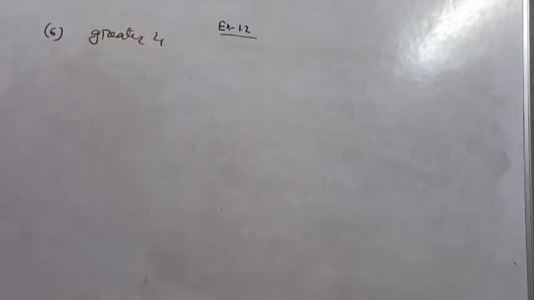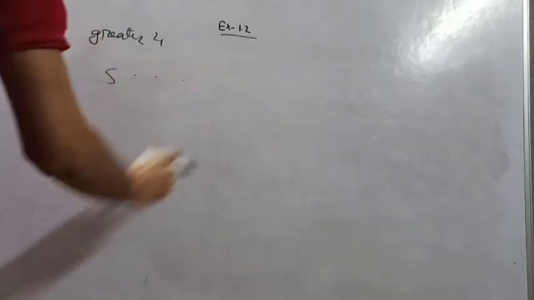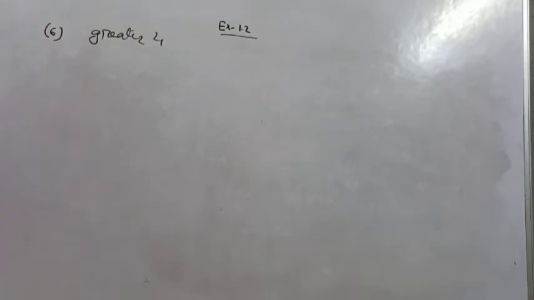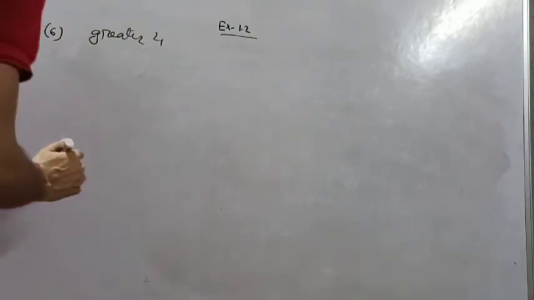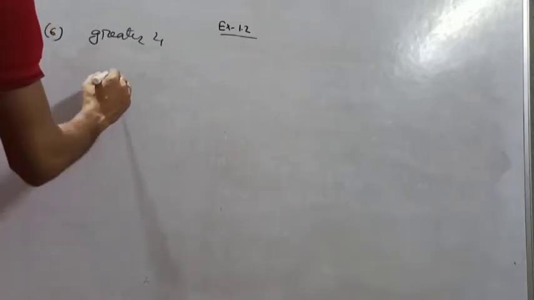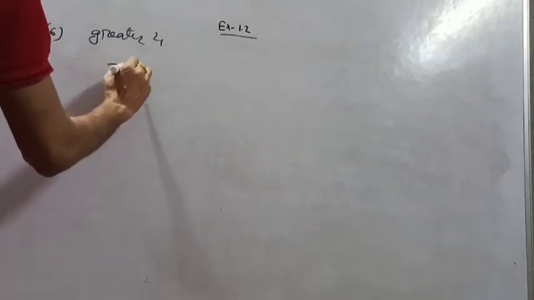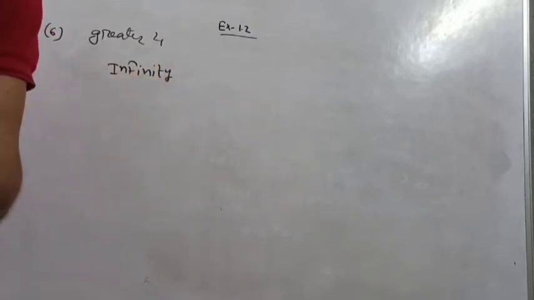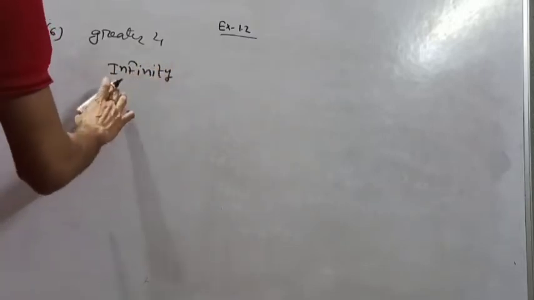Now how many rational numbers have absolute value greater than 4? So greater than 5, 6, 7, 8, 9, 10, up to infinity. There is no end to numbers greater than 4, so it is infinity. You cannot say how many. There is no limit, unlimited. That's why infinity.